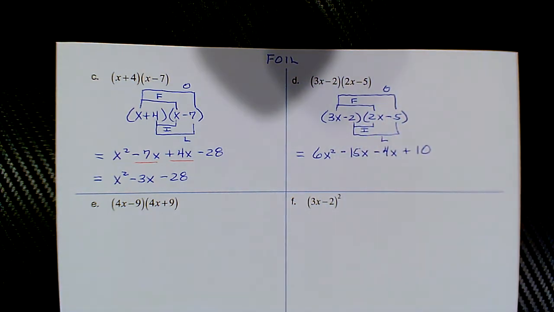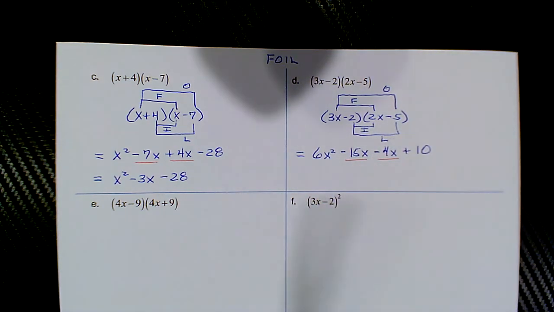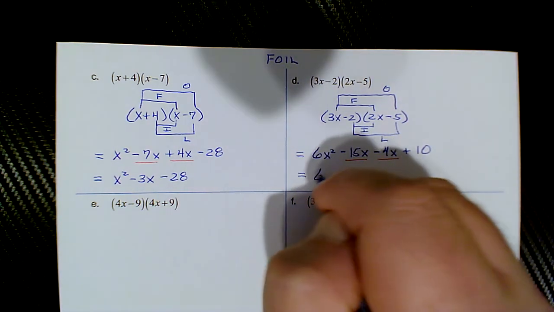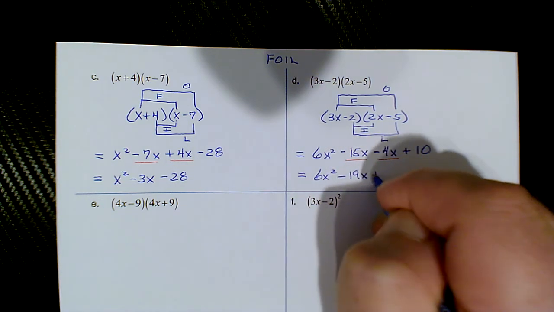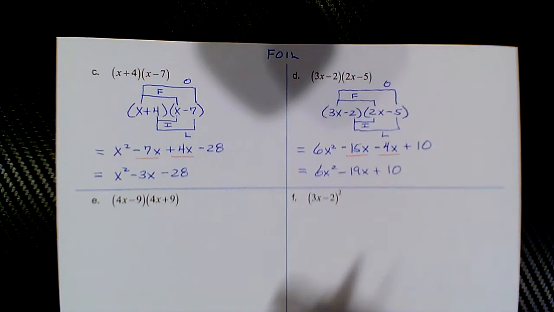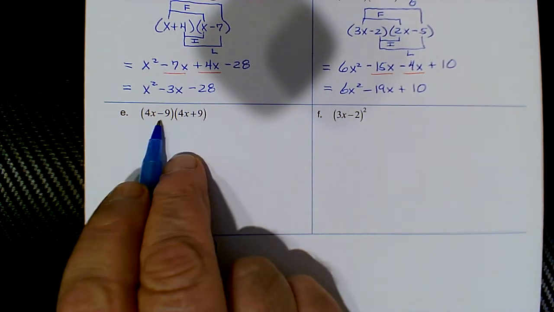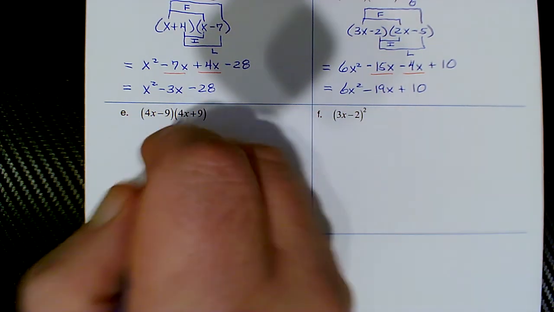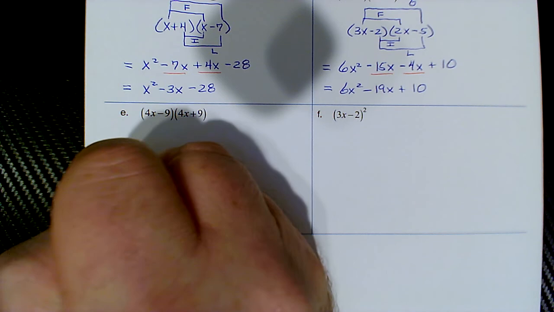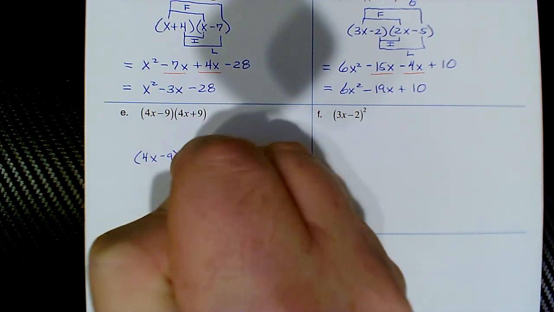And once again we see that the outers and inners can combine. So we have 6x squared, looks like minus 19x plus 10. Okay, then we get to a couple special products. And if you don't recognize this as the difference between two perfect squares, that's fine, because as long as you know how to FOIL, you can handle this by just multiplying the binomial times the binomial using the FOIL method.